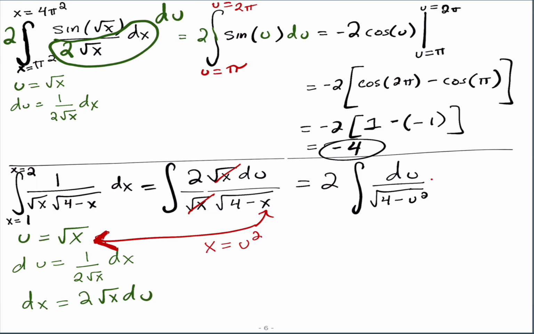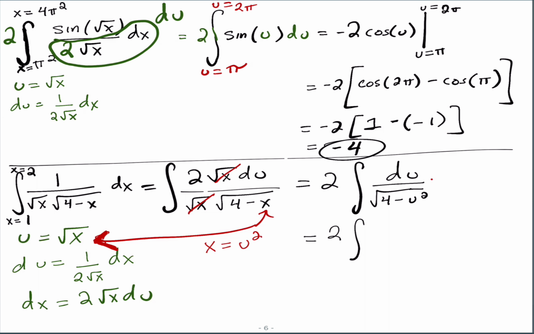Now, what do we think about that? Is that something that we know how to evaluate? The 4 inside is okay, right? What does that look like? We've done this before, right? Yeah, it looks like inverse sine, right? So what would we do though?